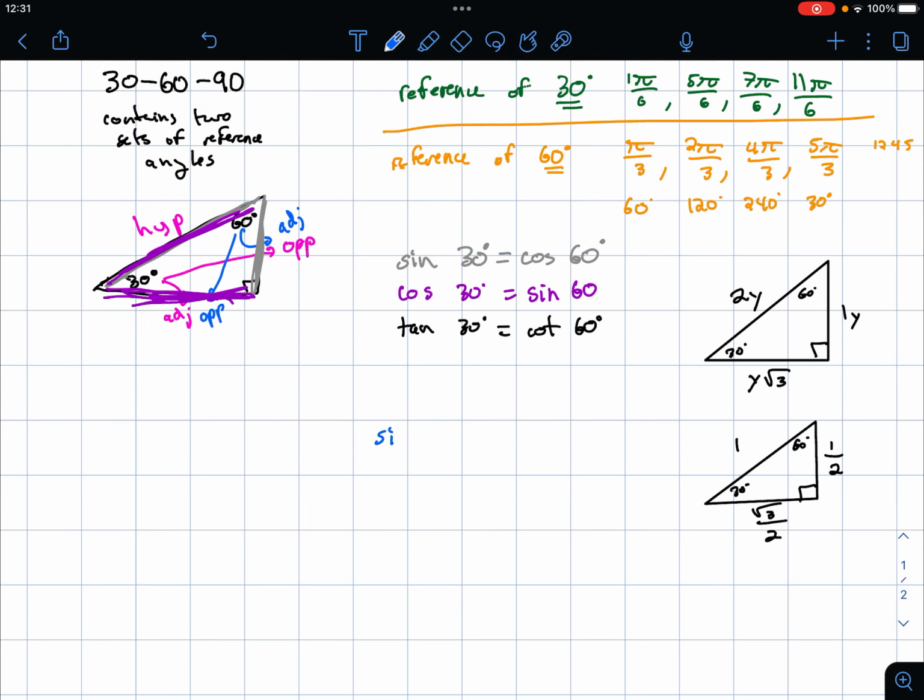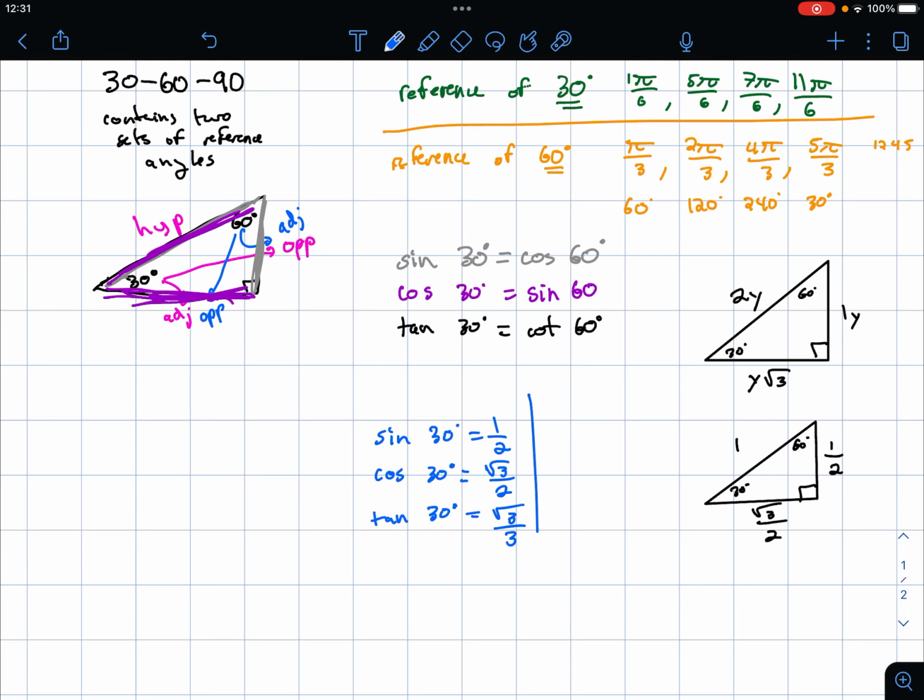So we can say sine of 30 degrees is equal to 1/2. We can say cosine of 30 degrees is equal to the square root of 3 over 2. And tangent of 30 is equal to, well, that would be 1/2 over root 3 over 2 multiplied by the reciprocal, and we'll eventually, when simplifying, get root 3 over 3.